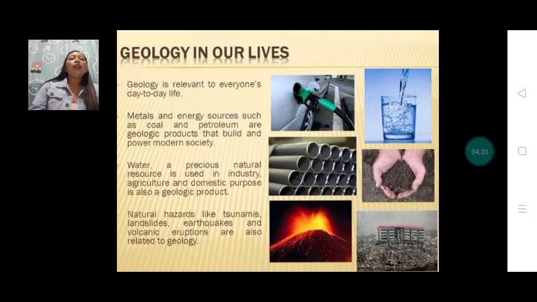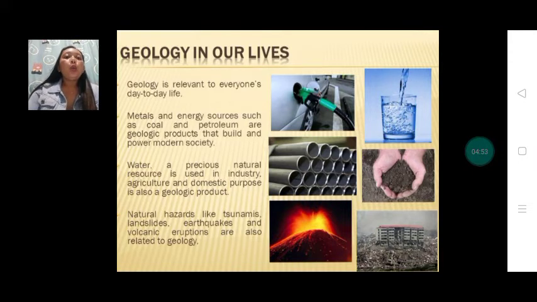Okay, so now, geology in our lives. Actually, we have been using geology in everyday life. Geology is relevant to everyone's day-to-day life. Metals and energy sources such as coal and petroleum are geologic products that build and power modern society. So coal and petroleum are products of geology.